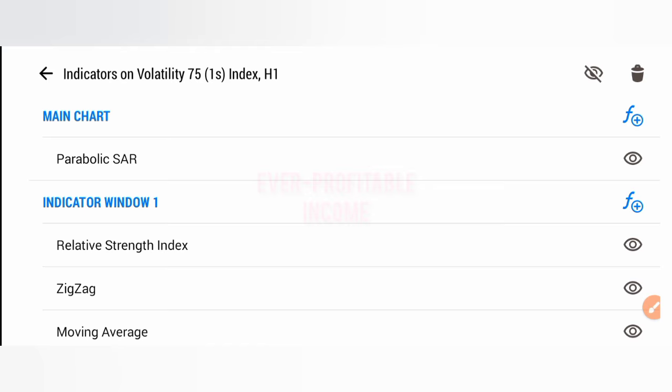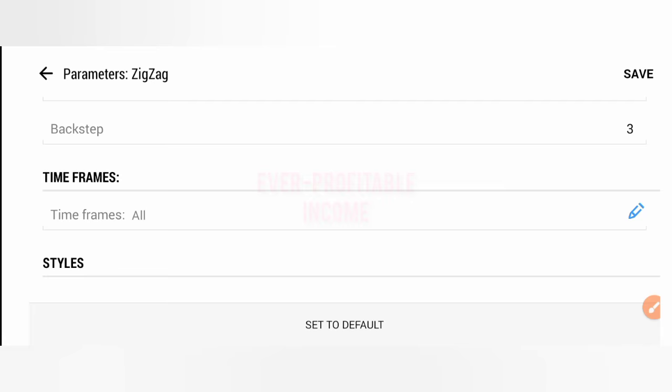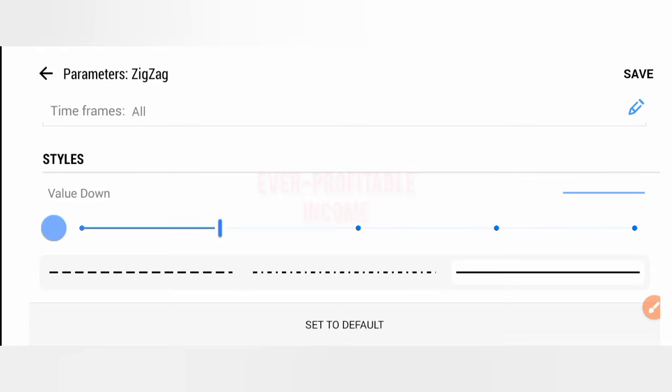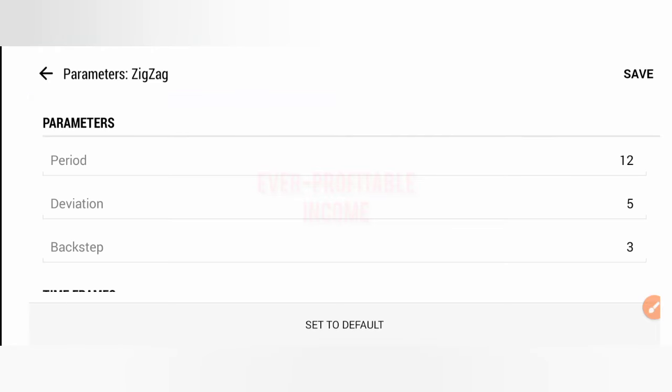Wow, I love the zigzag, it's so accurate. So I head over to the zigzag. Let's check the settings. We have the parameters to be period 12, the deviation to be 5, and the backstep to be 3. Can you see that? Just take a screenshot right there, and then the style, just leave it with the default colors, and thereafter you click on save.